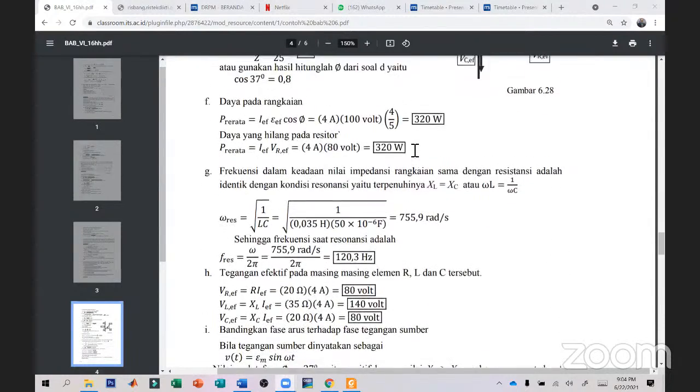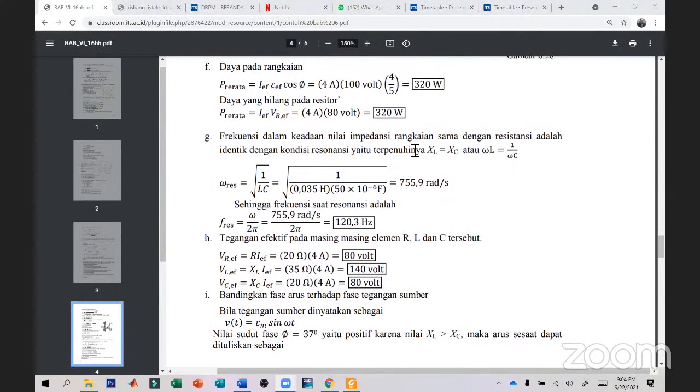Now we have the special case. The special case when XL minus XC is 0. And you will have this equation because XL is omega L and XC is 1 over omega C. And by little derivation, you will have this one, omega resonance.